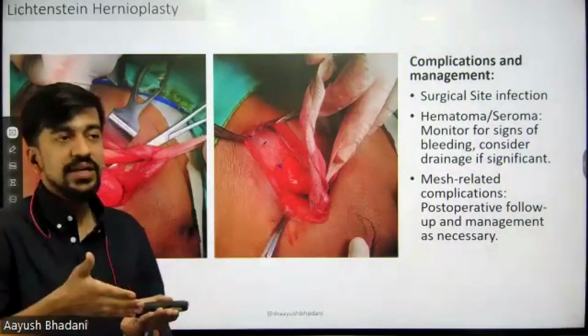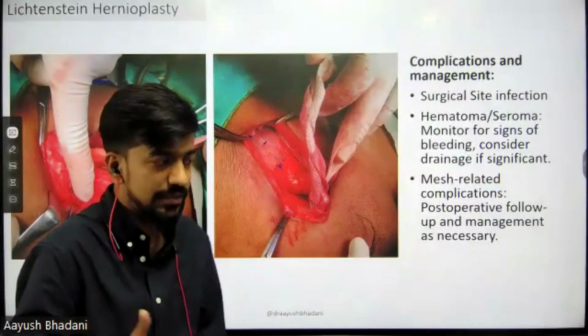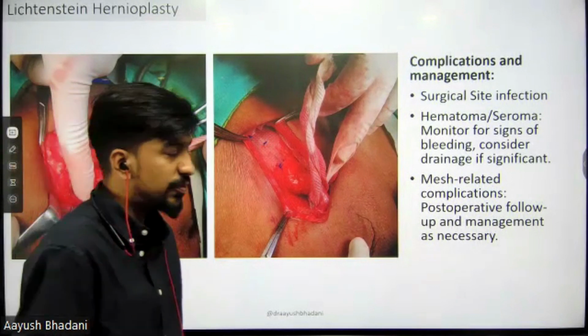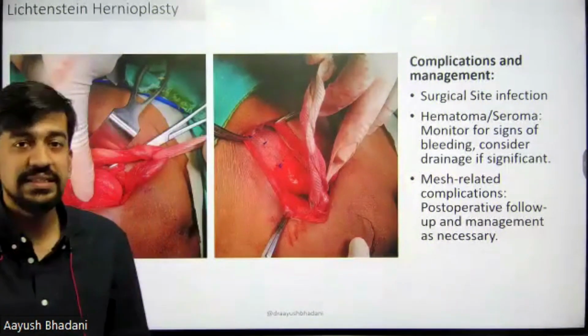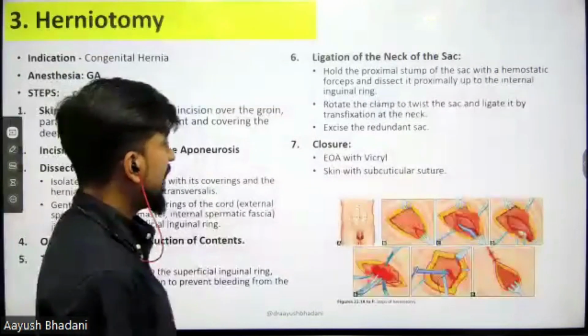Mesh related, we need to understand that if there's a mesh, the SSI definition changes to 1 year. For hematoma and seroma, we need to just observe for any evidence of bleeding or hematoma. And if there's an SSI, we need to give antibiotics. So this completes our first operative. I hope this was clear.